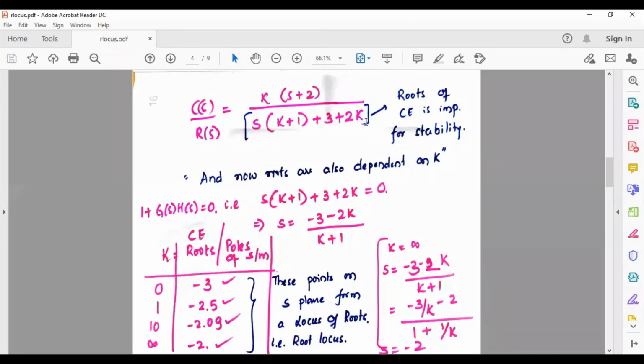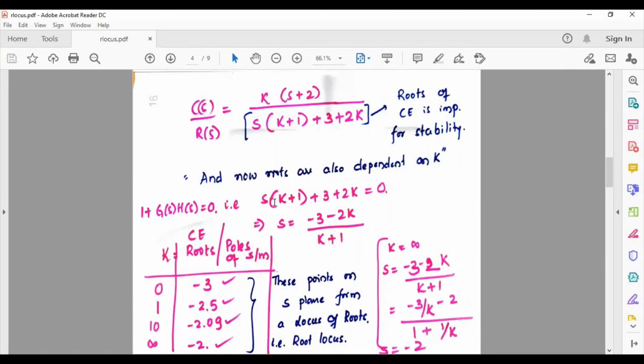And now we have one new thing here, which is nothing but k. So k is putting some constraint, as it also contributes to the location of poles. So now the roots are dependent on k. You cannot directly evaluate the roots, but you should ask what is k, then only I can tell the roots. Then 1 plus g of s h of s equal to 0 is our denominator, the characteristic equation.